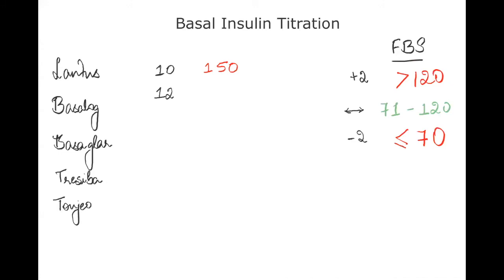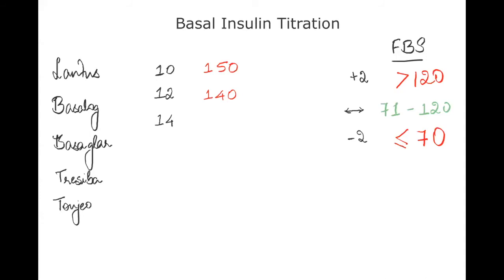So we check the sugar again after another 2 to 3 days, and what we see is the fasting blood sugar is 140. Is this normal? Unfortunately, not yet. So what do we do again? We add another 2 units to the current insulin dose. So the 12 units becomes 14 units.